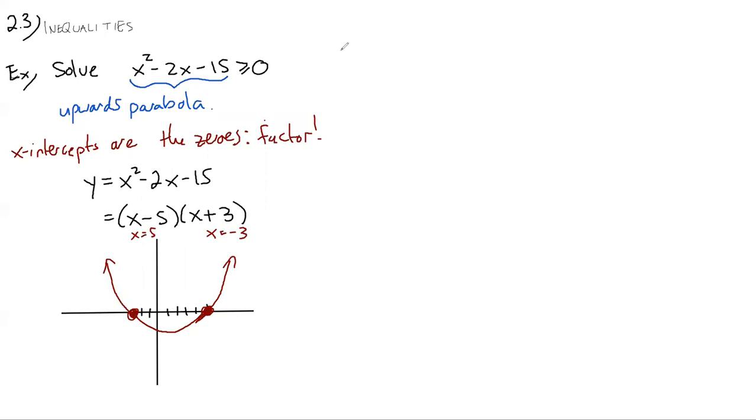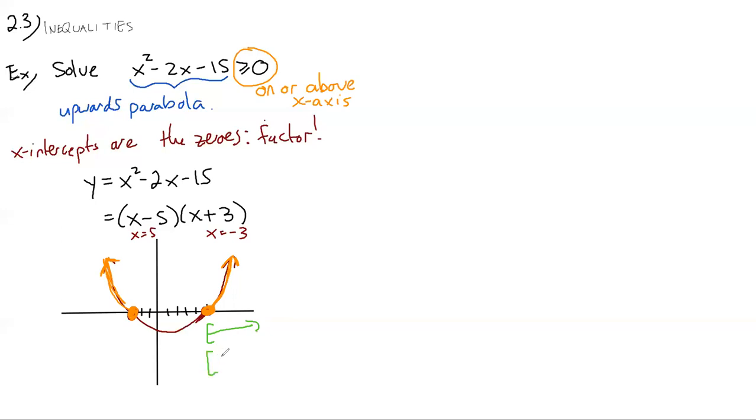And so if I'm looking for where this thing is greater than or equal to 0, what this means as far as my graph is on or above the x-axis. So that is going to be the points and then everything above it. That's what it means for the y values, or for the function to be greater than or equal to 0. And so what I've got to do to get my answer is to describe the regions that I see in that picture.